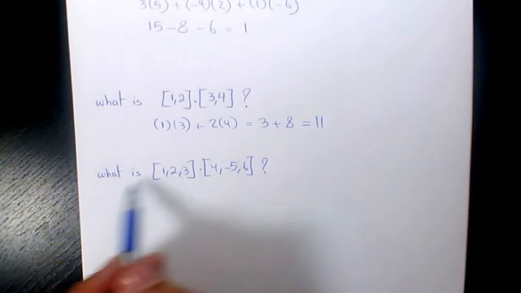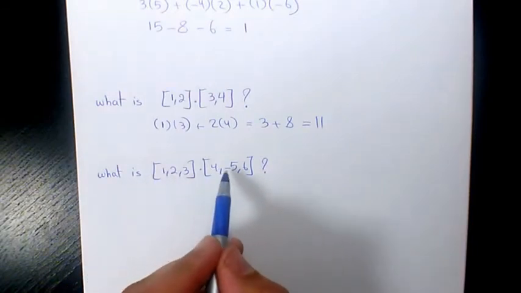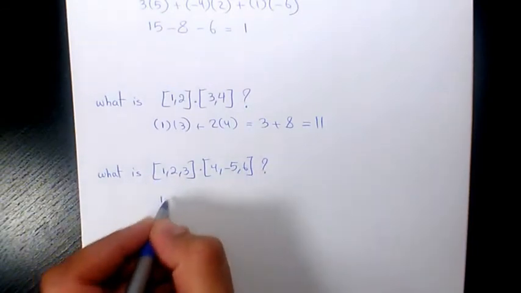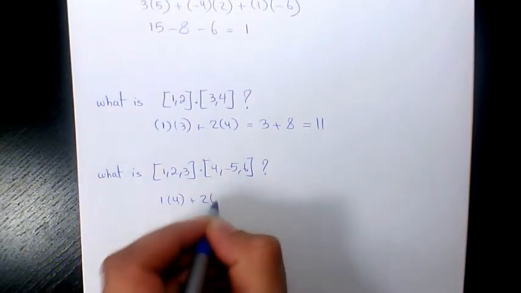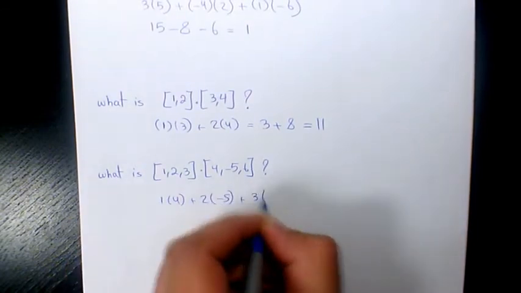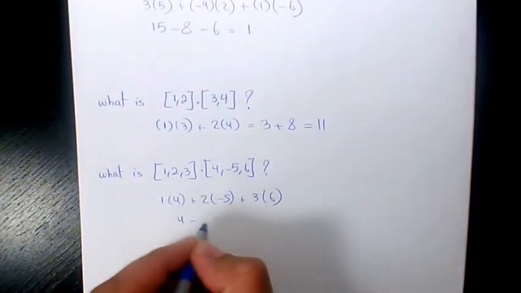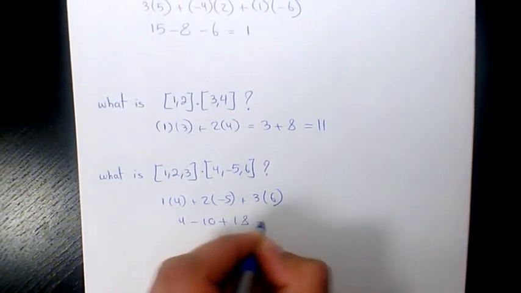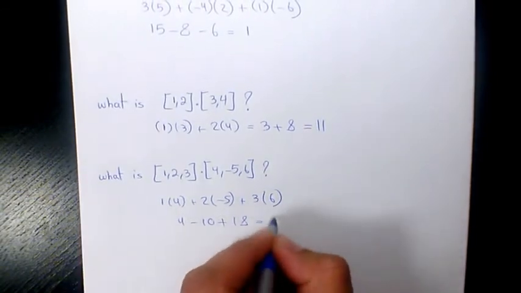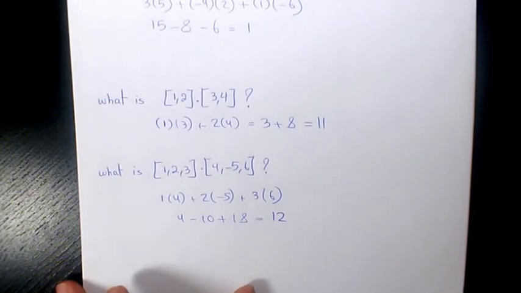Next one, what is 1, 2, 3 dot 4, negative 5, and 6? It's going to be 1 times 4 plus 2 times negative 5 plus 3 times 6. It's going to be 4 minus 10 plus 18. It's going to be 22 minus 10 is going to be 12.